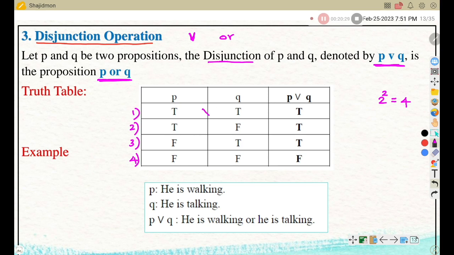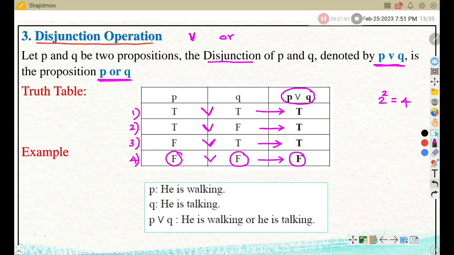For example, true or true. What is the answer? It should be true. True or true is true. Now true or false means it is true. And false or true is also true. False or false means the truth value is false. This is the or operation we are defining. So you can see here, both are false means the answer will be false. In all other cases it is true.